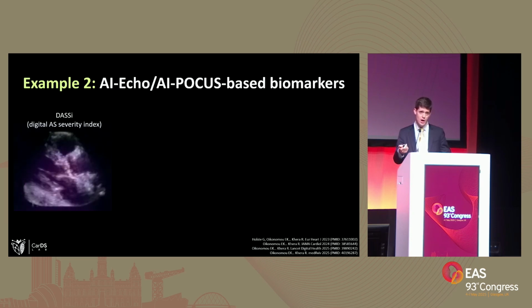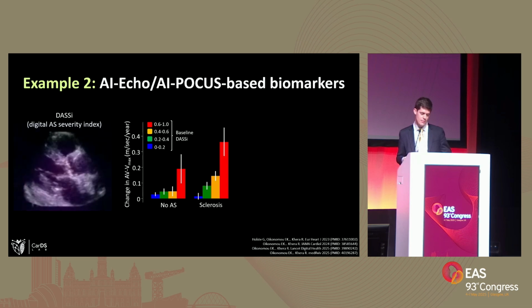So we've trained a biomarker to do exactly that. We call it a digital aortic stenosis severity index. It can be easily applied to point-of-care ultrasound scans that people can acquire a single video of a parasternal long axis to screen for aortic stenosis. But where this becomes important is that if this becomes an objective, reproducible biomarker, no matter who acquires the image, it will always provide the same number.